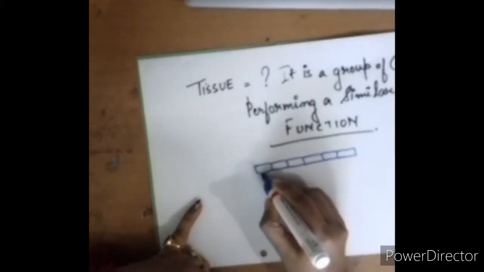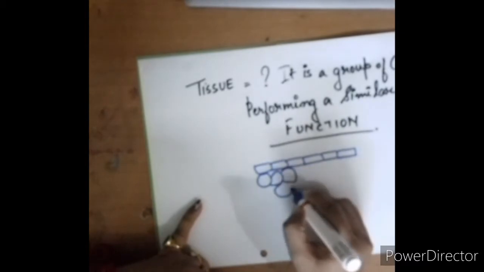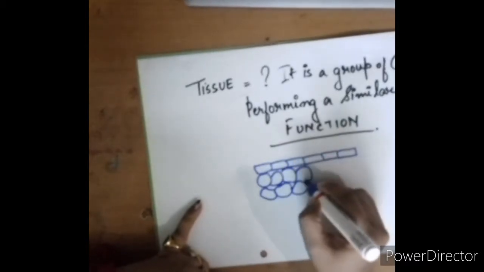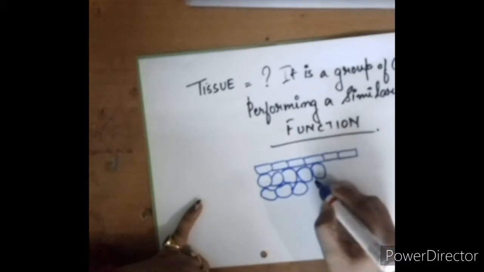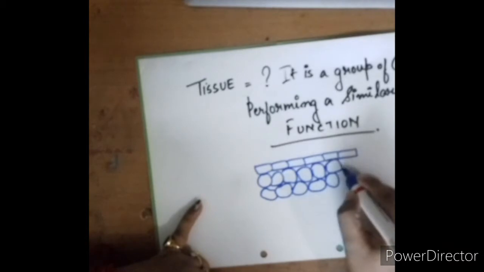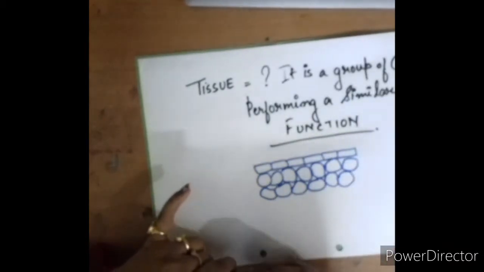Just beneath it you can find the cortex layer. The cortex can have some intercellular spaces, and the cells can be circular, globular, oval shaped, any type of shape. Mainly they are roundish in shape, and there are some intercellular spaces.